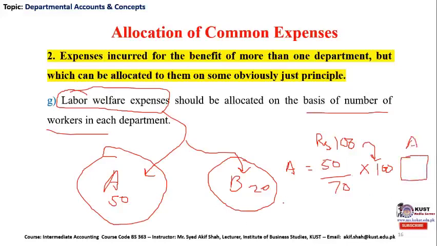In a similar fashion, we can calculate for department B. We have to divide 20 by 70, because the number of workers in department B is 20, and the total number of workers is 70. Once again, multiply it by 100 and we will have the labor welfare expense pertaining to department B. So this is the way we can use ratio calculation to allocate the expenses pertaining to the specific department at the right place.